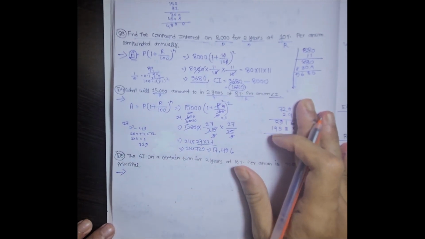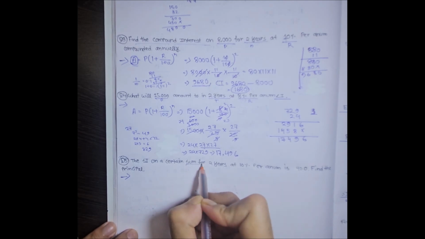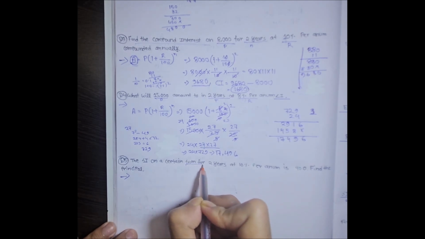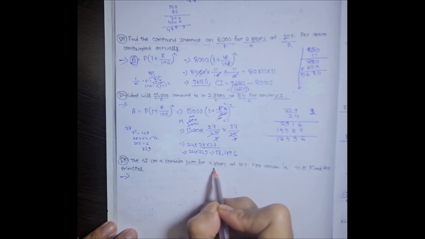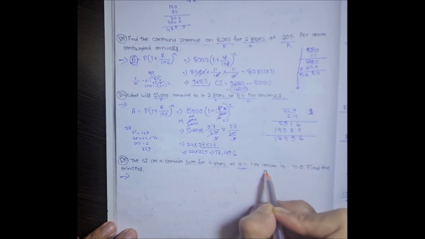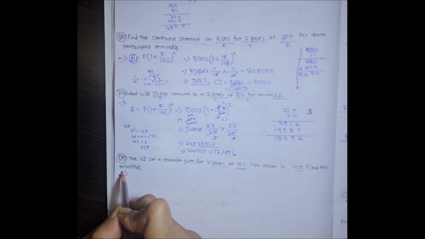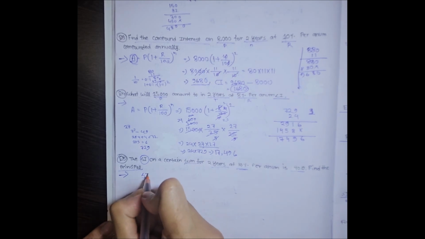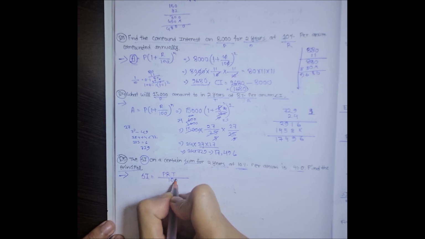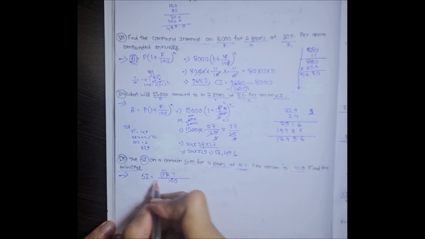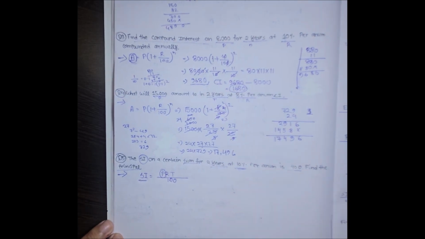Now coming to the next question. The simple interest on a certain sum for 2 years at 10% per annum is 400. Find the principal. The principal is not given, but the simple interest is given. We know the basic formula of simple interest is simple interest equals PRT divided by 100. Now the principal is not given and we need to find it, but we have the simple interest, which is 400.